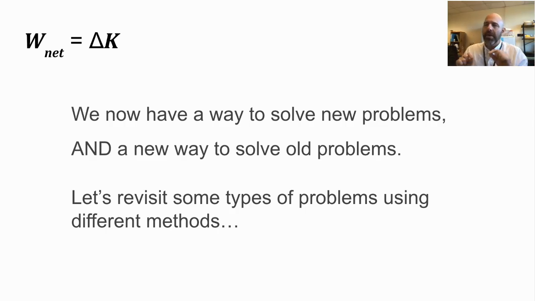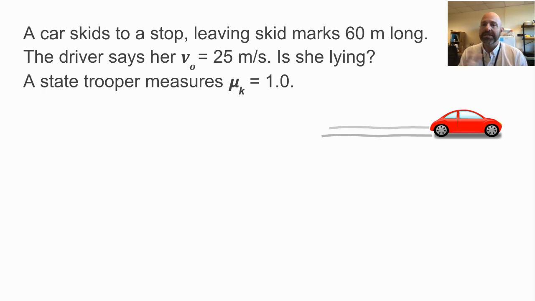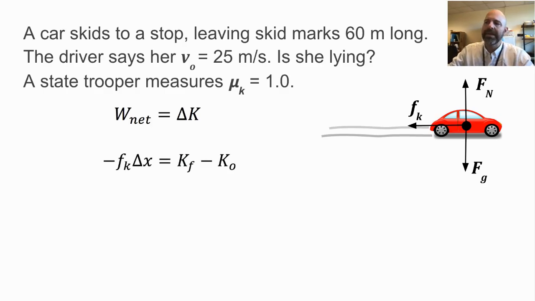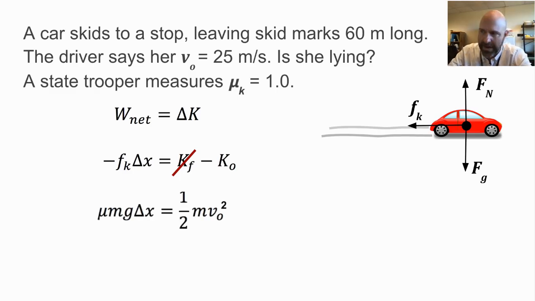All right. So we have this new way to solve problems that we couldn't solve before, but we can also use it to solve problems we used to solve, like this one, a car skidding to a stop. Think of it as an accident investigation. We're trying to figure out, is the speed that was claimed for the initial velocity actually correct? We can draw our free body diagram and figure out what the net force is here. That's kinetic friction. We have that negative there because it's the cosine of 180 degrees. Then we can solve for our initial speed using 1/2 m v naught squared.